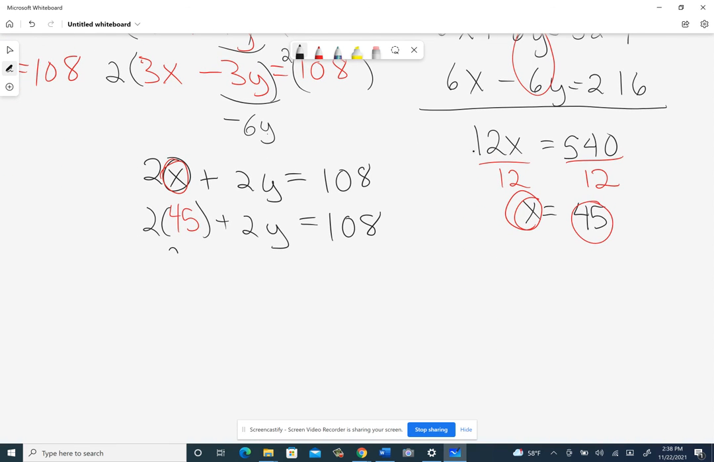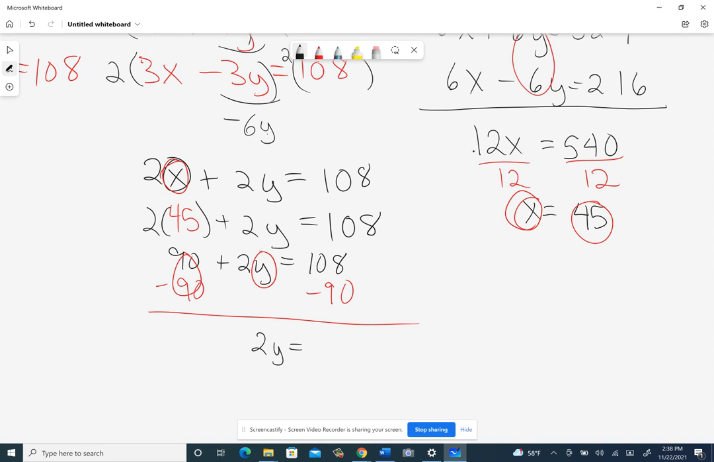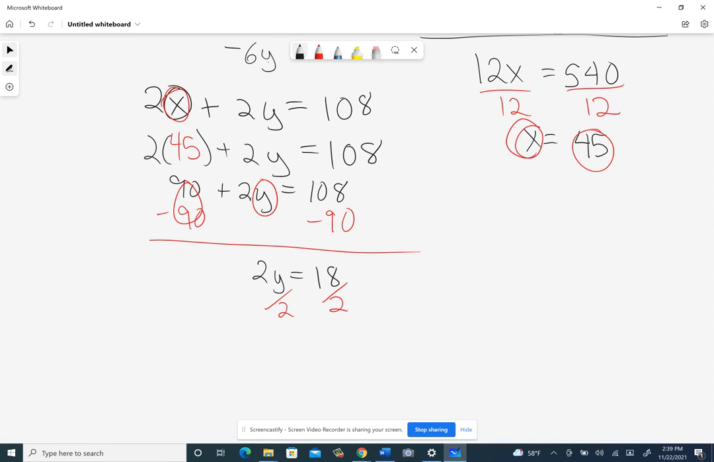So I wind up with 90 plus 2Y equaling 108. I'm going to subtract the 90 from both sides because now I'm focused on getting the Y by itself. So I get 2Y equals 18. Divide by 2. And I wind up with Y equaling 9.